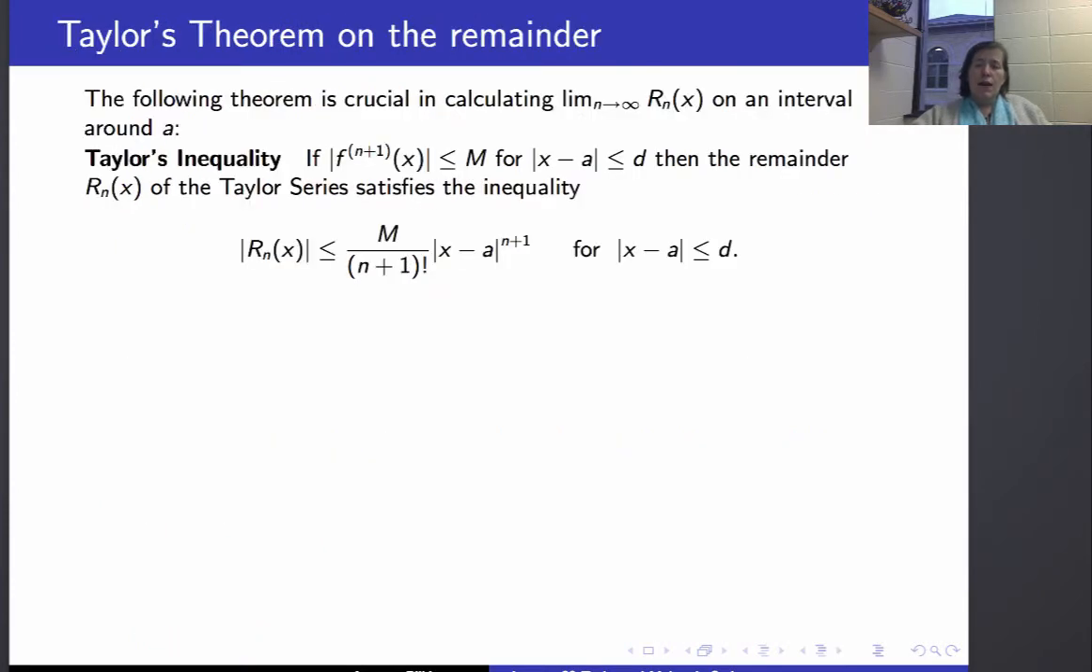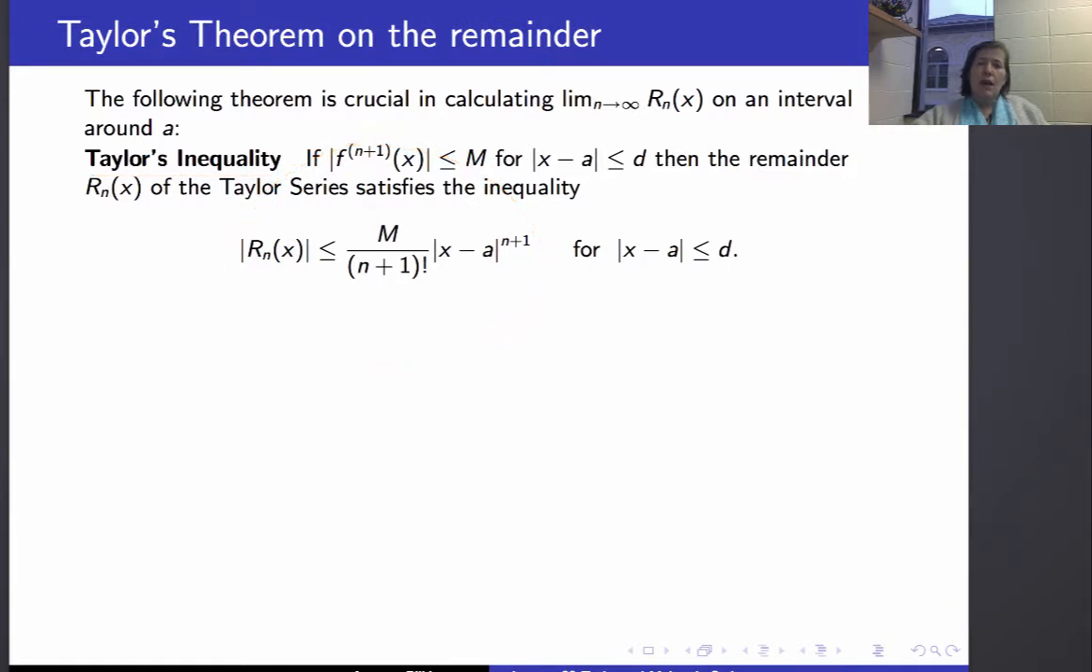In order to figure out whether the Taylor series converges to f of x at some point x, it's crucial to be able to figure out the limit as n goes to infinity of the remainders Rn of x for x values near a. And to help us do this, we have something called Taylor's inequality, which gives us an upper bound on the values of these remainders.